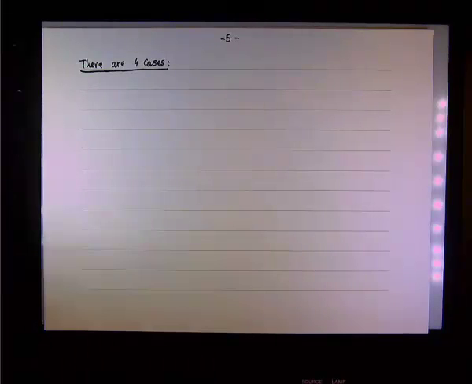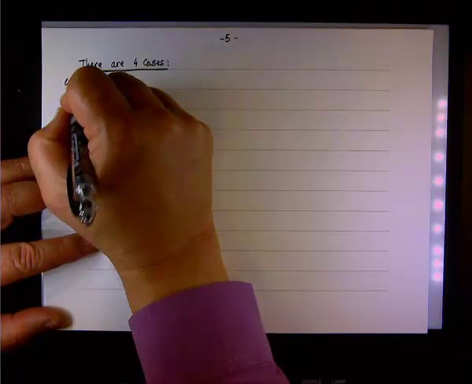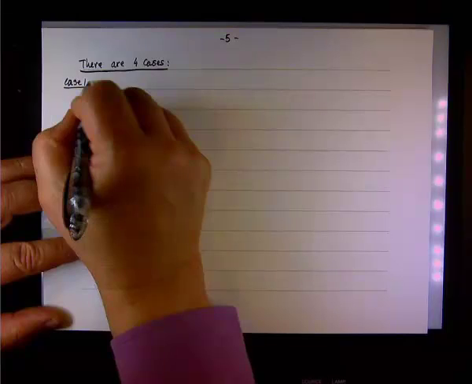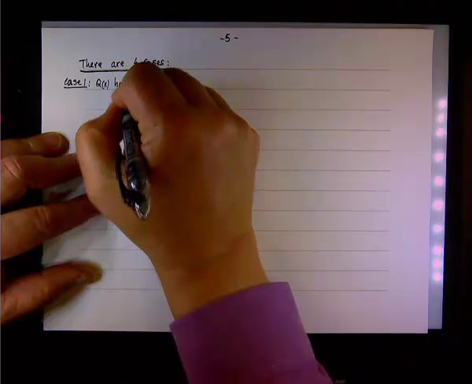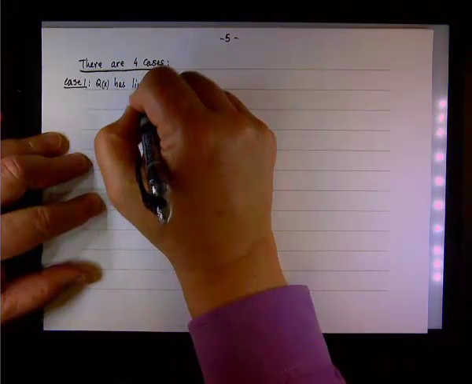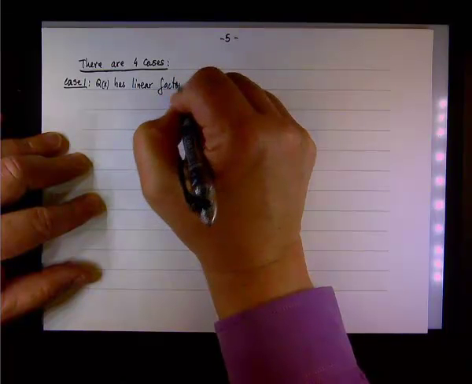Okay, there are 4 cases, and those are the cases we'll do today, probably case 1 only, and we'll do the rest of them tomorrow. Case 1, Q of x has linear factors. By that I mean exclusively, only linear factors.